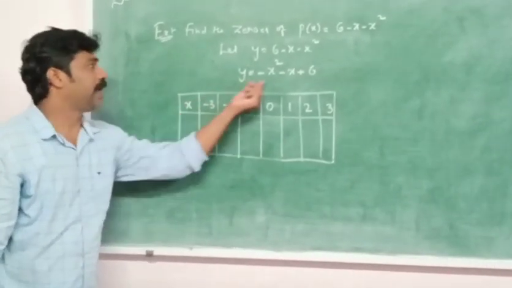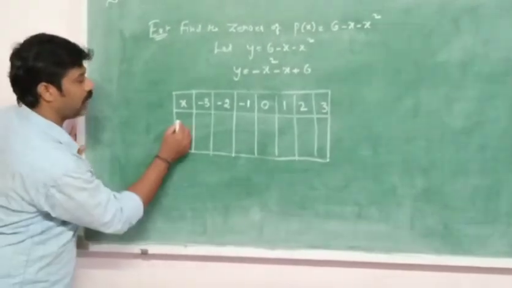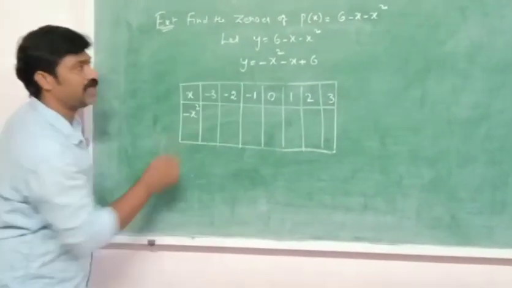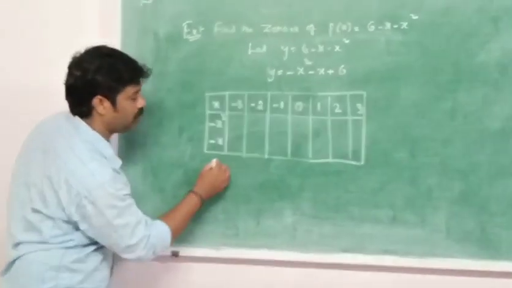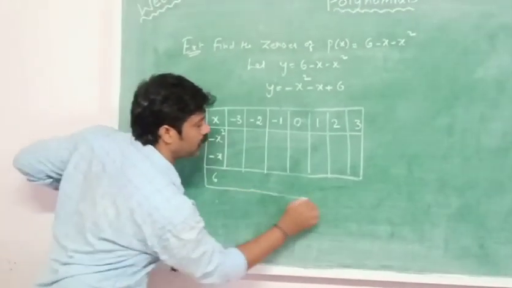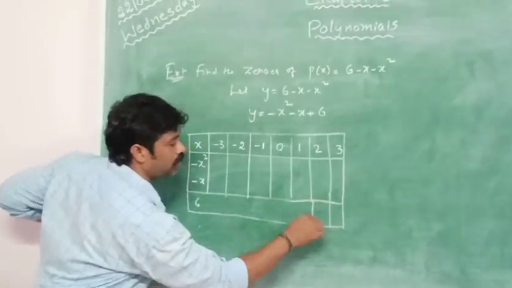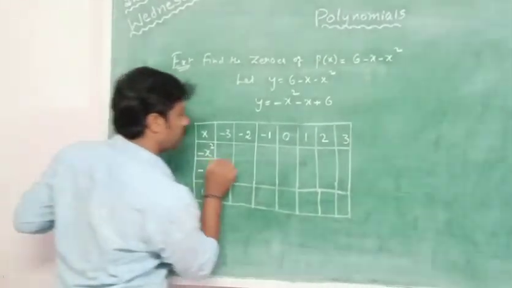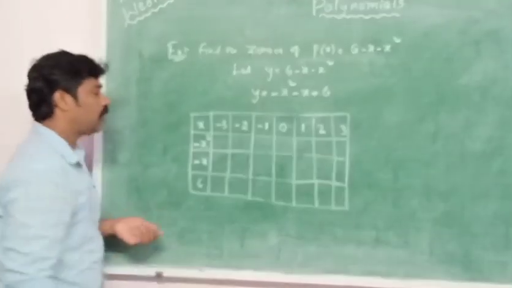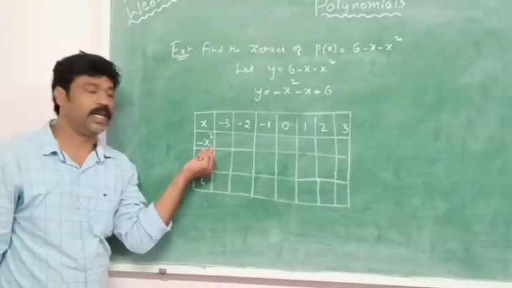Here 3 terms are there, so first we have to write the 3 terms separately. Minus x square is the first term, and the second term is minus x. Then after that we have to take the constant. Now substitute the x values.